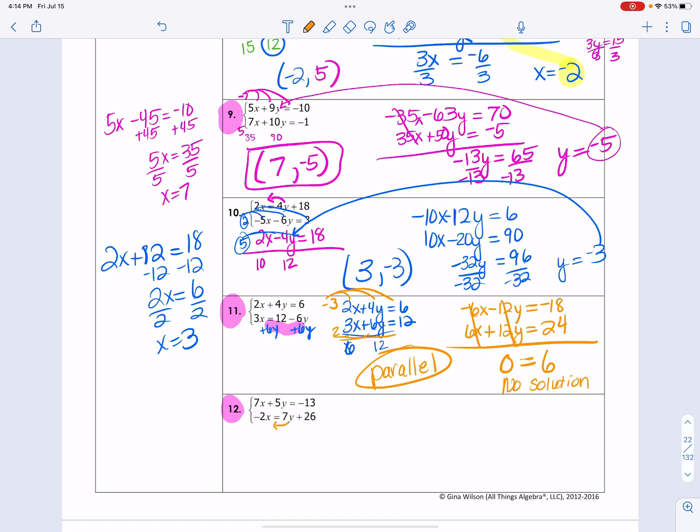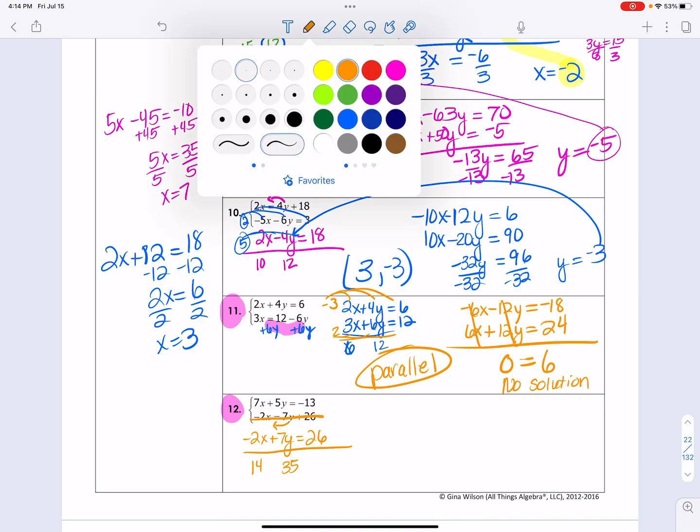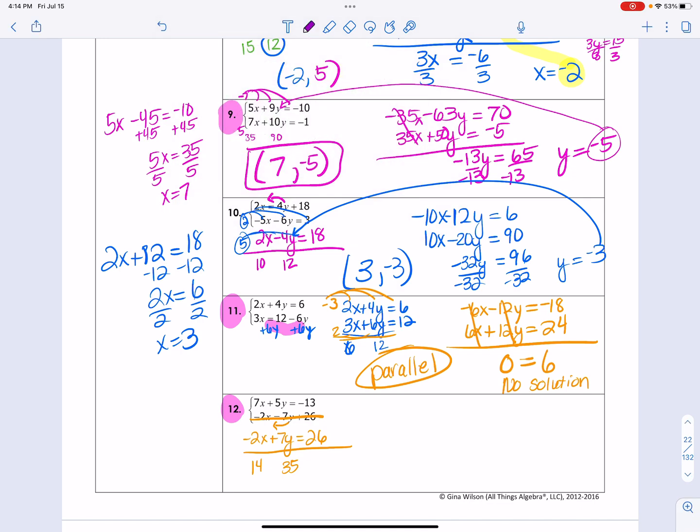I got to move the 7 over. So that's going to be a -2x plus 7y equals 26. So I moved it. So here I can make my x's 14s or my y's 35s. I'm a fan of smaller numbers, so I'm going to make my x's 14s. So I'm going to times the top by 2 because the signs are different, because one's a positive, one's a negative. So it's 14x plus 10y equals a -26. And then on this one, I'm going to times them all by 7.